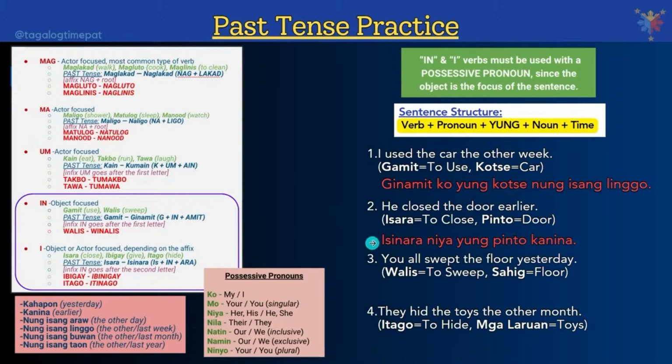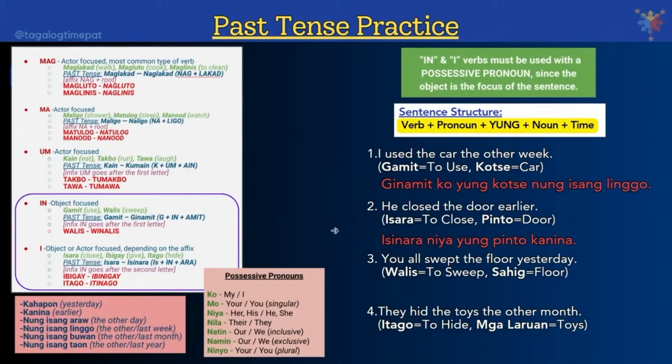So again, remember for i verbs, the in just goes after the second letter. Then it's the pronoun niya, which is he or she in the possessive pronouns. Then it's the word yung, which means the. Then it's the noun pinto, which means door. Earlier is kanina. So we are just plugging all of the words into the sentence structure and then using the conjugation patterns that we learned.